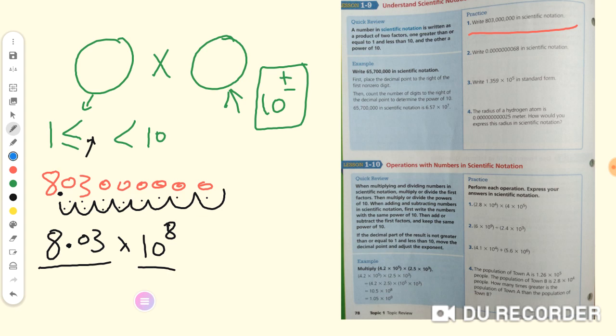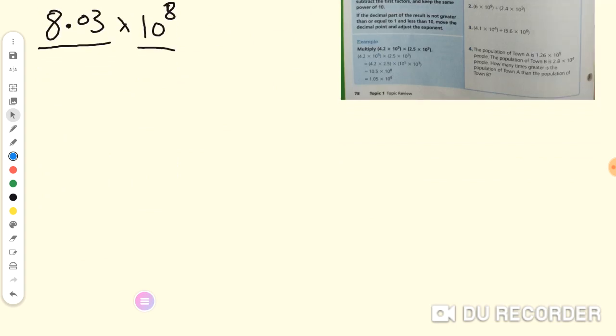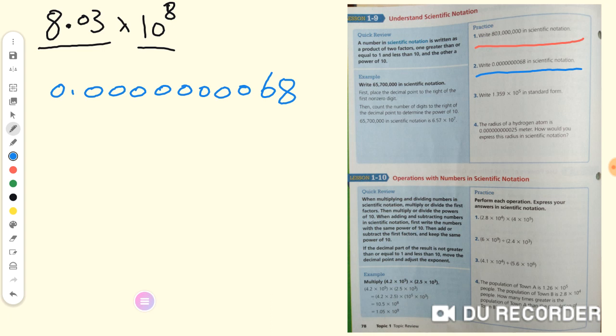Okay, another example. If the number is too small, like this one, 0.123456. Write it in a scientific way. Actually, it's a very small number, and we have a lot of small numbers in our world. So how to write it in an easy way? It's called the scientific way.